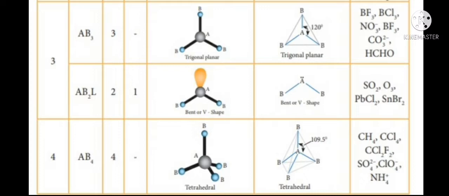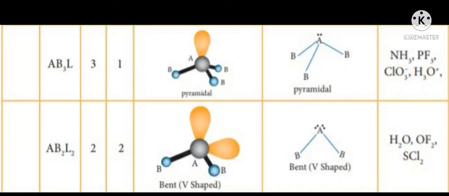CH4, CCl4, CCl2F2, SO4 2 minus, ClO4 minus, NH4 plus are examples for AB4 molecule. Again, let me discuss number of electron pairs equal to 4.